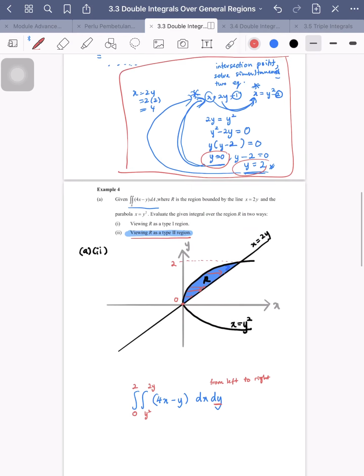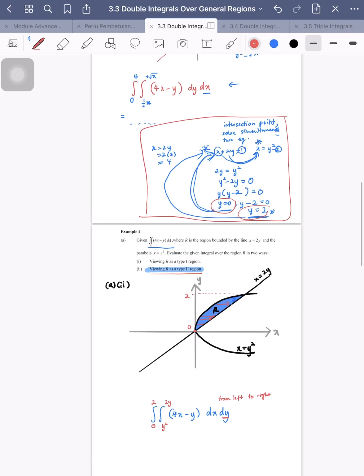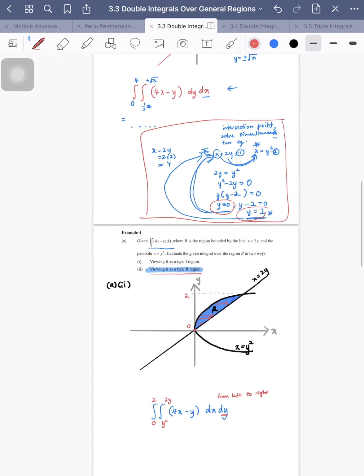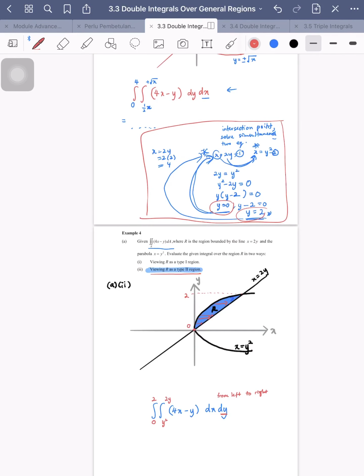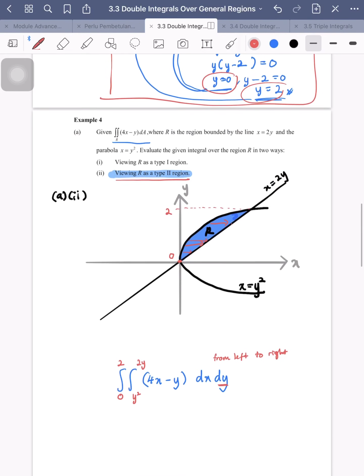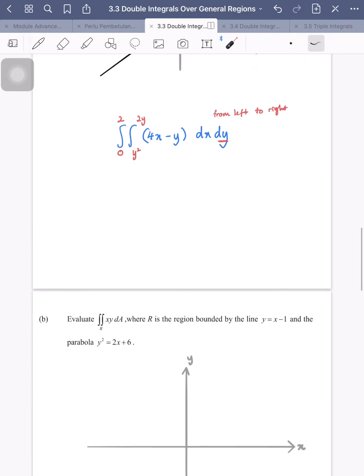So the answer is actually different, yeah. See, the answer is very different from dy dx to dx dy. So if you want to interchange the limits, you cannot simply just change them. You have to see from the graph, because the limits can only be found from the graph. Okay, from the graph.